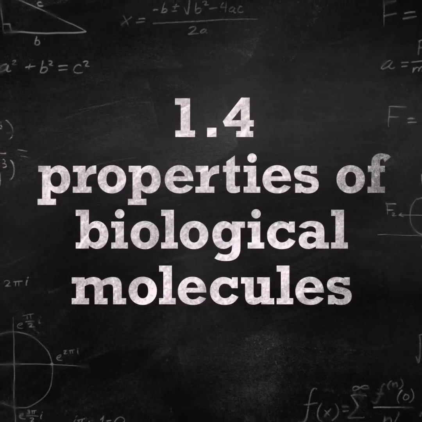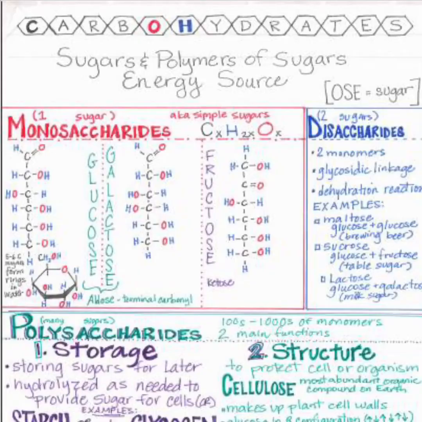All right, that wraps up 1.3. 1.4 is properties of biological molecules. What we're going to do is dig into each one of the types a little bit deeper and take a nice close look at each one. All right, I will post this really well done summary sheet somewhere on the webpage.